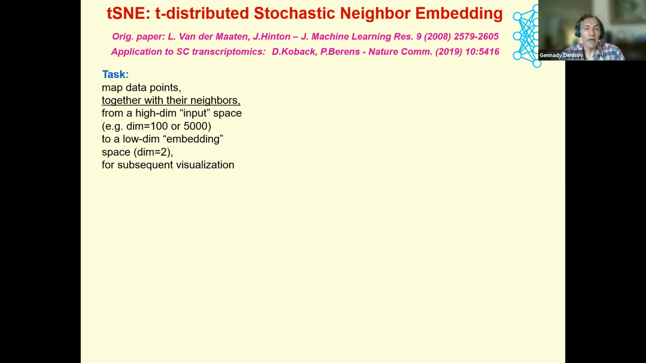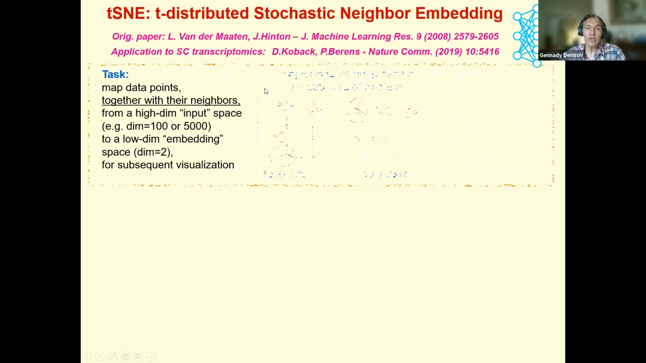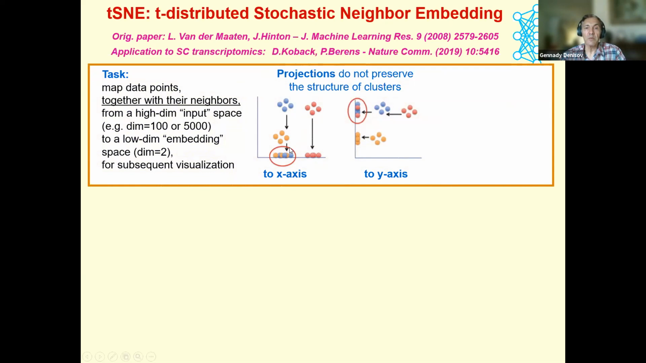But how do we do that? The most straightforward technique would be to just take the data in multidimensional space and project it on one or two axes, like in this simplified example, where the high dimensional space is represented by two dimensions. Here we have clusters in high dimensional space, and the low dimensional space would be one dimensional. So we attempt to plot the data by projecting them on one of the axes.